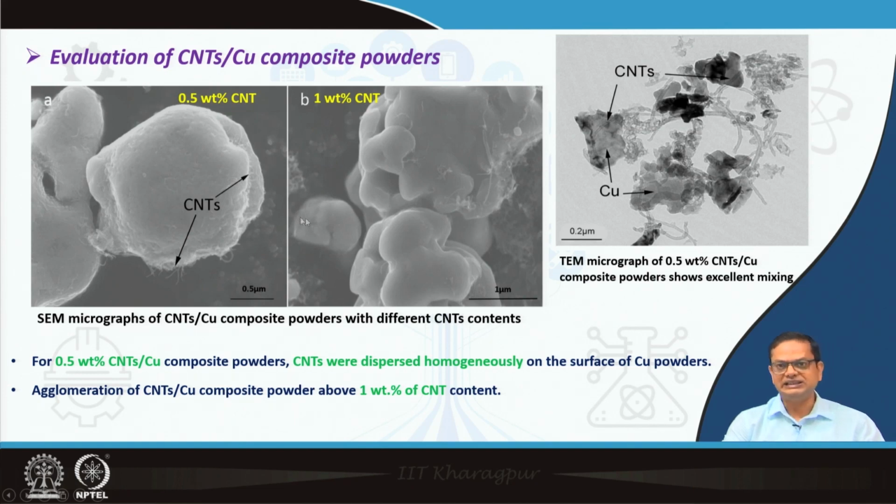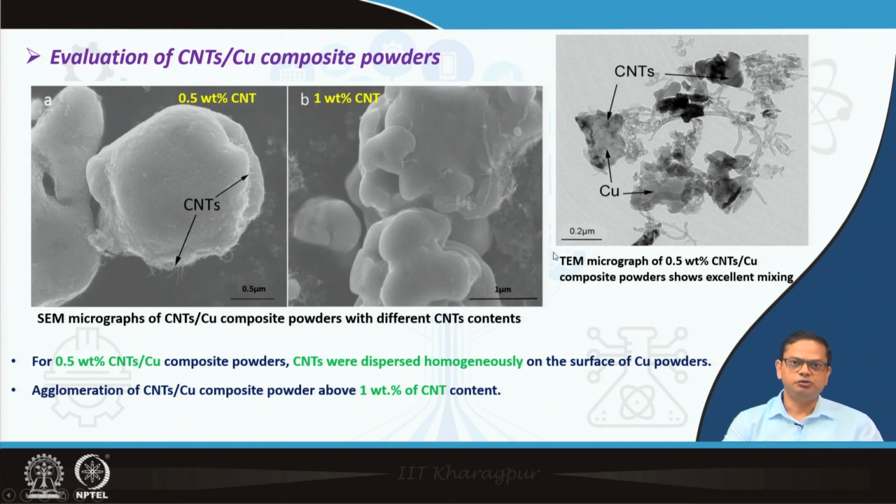Obviously, as you increase the amount of CNT loading, or CNT content, in the 0.5% case you can see those CNTs residing nicely on the surface of the copper particles. However, when you have more CNT, what you are seeing is agglomeration, which is not very clearly shown here, but this area shows that there is a certain amount of agglomeration of carbon nanotube particles.